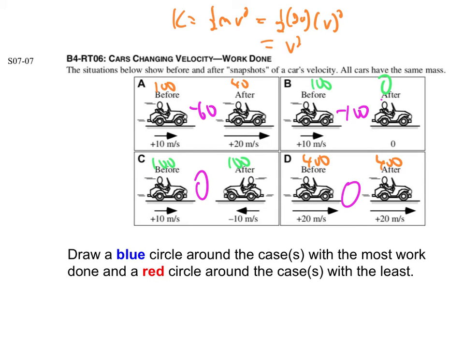So we can see that since the total work is delta K, we can just say the biggest delta K, so that's interesting. The most work done is here. We do 100 joules of negative work. And then the least are these two.